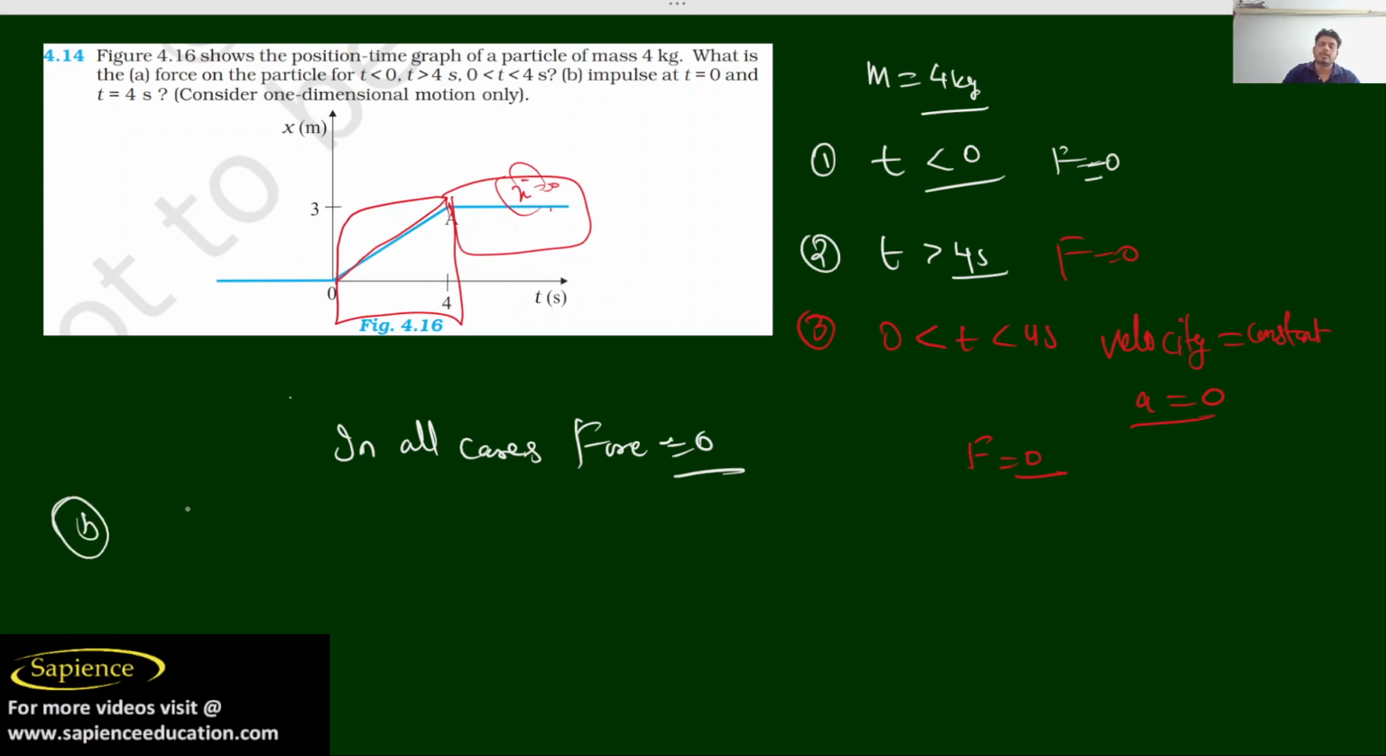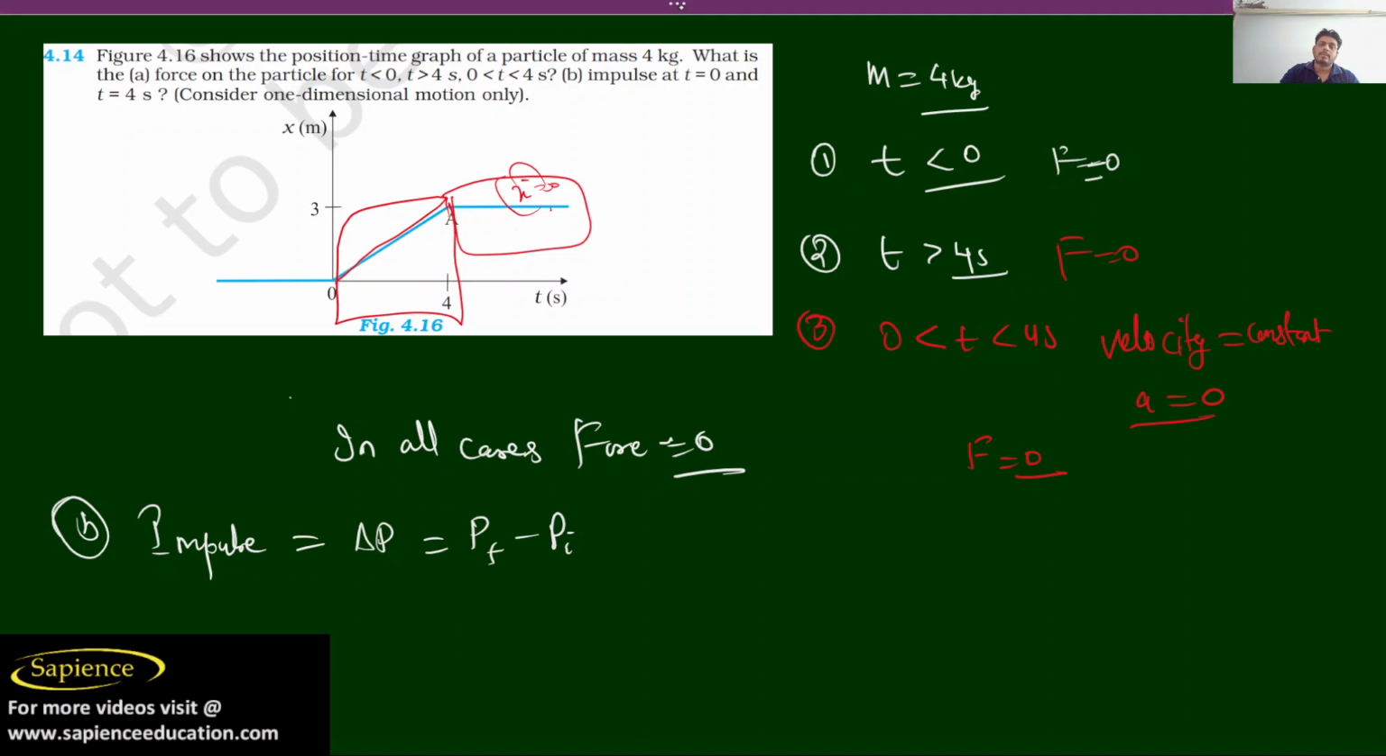Okay. Now I will talk about the second part, that is the impulse at time t equal to 0 and time t equal to 4. So impulse can be written as change in momentum, that is final momentum minus initial momentum. Okay, so here we have to find out the velocity first.